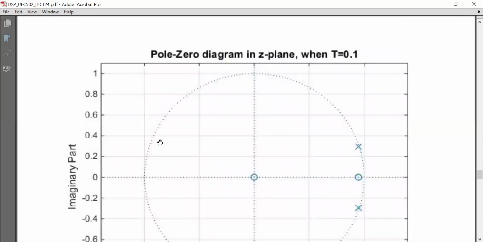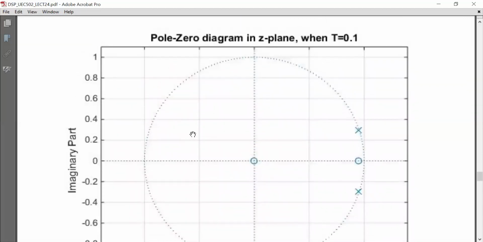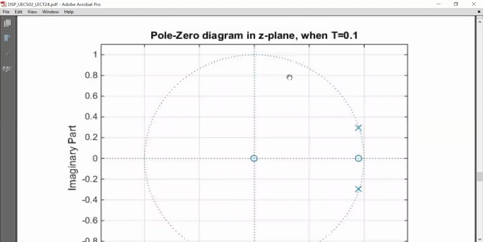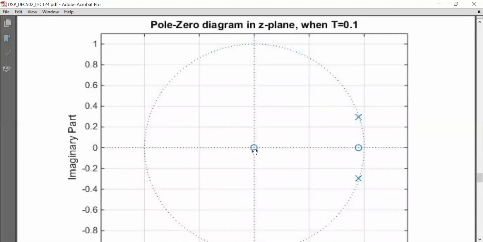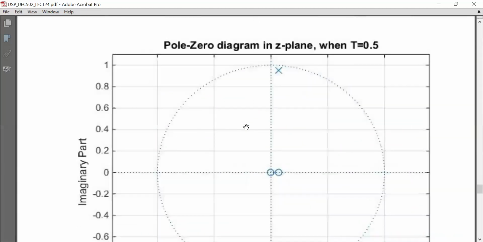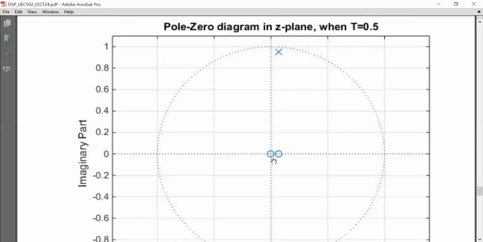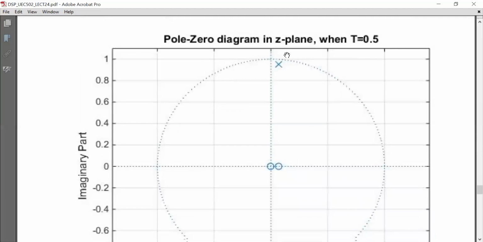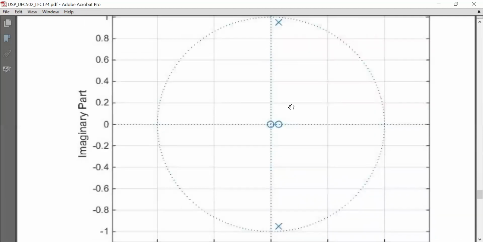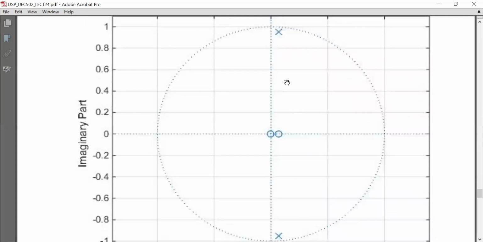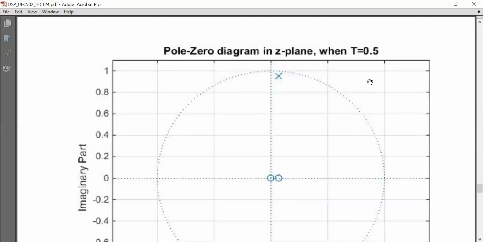We can see the effect of capital T on the location of poles and zeros also. This is the pole and zero diagram for the above discussed H(z) at capital T equal to 0.1. Now these are zeros and it is a pair of complex conjugate poles. When capital T is equal to 0.5, this is the location of zeros and the location of the poles, the complex conjugate pair, changes because of the change in the value of capital T from 0.1 to 0.5.